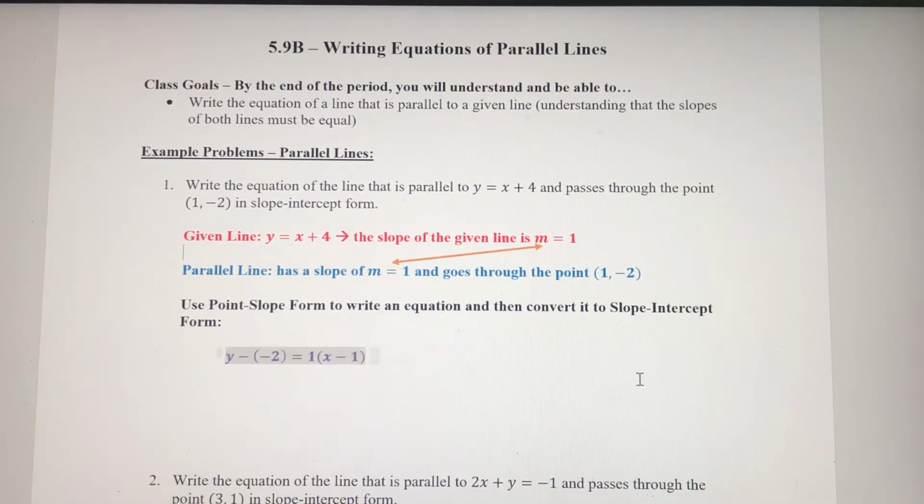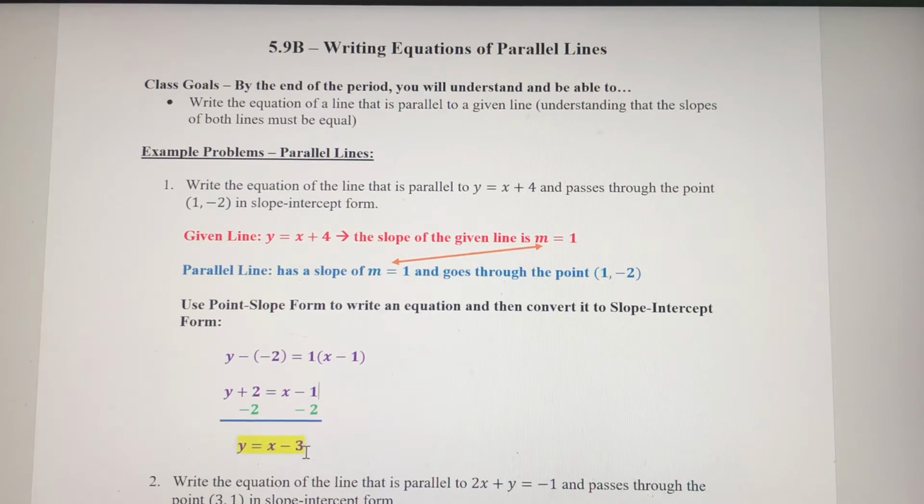So point-slope form is y minus the y-coordinate, so y minus negative 2, equals m, which is our slope, times x minus the x-coordinate. Now I want to clean this up. On the left side, I've got minus a negative 2, that becomes y plus 2. And I'm going to distribute this 1. 1 times x is x. 1 times negative 1 is negative 1. So when I convert it to slope-intercept form, I'm going to subtract 2 from both sides, and I get y equals x minus 3.